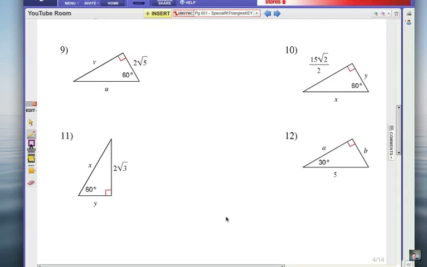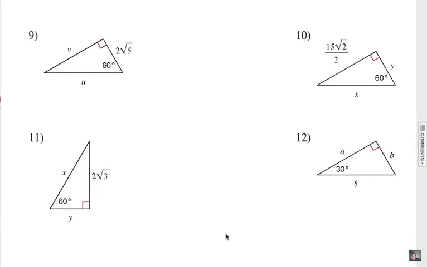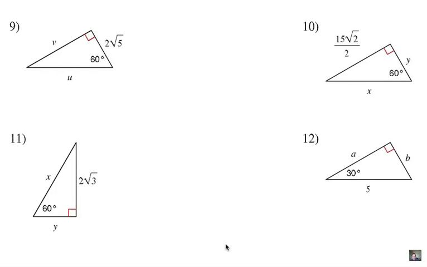Now I want you to take a look at numbers 9, 10, 11, and 12. Grab a piece of paper and try to find the missing two sides of the triangle as given. Pause the video and come on back.